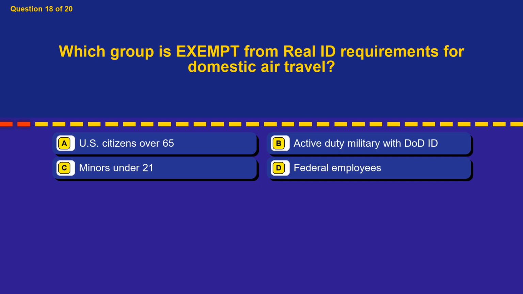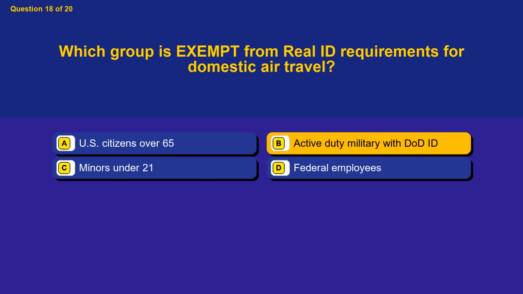Question 18. Which group is exempt from Real ID requirements for domestic air travel? Option A, U.S. citizens over 65. Option B, active duty military with DoD ID. Option C, minors under 21. Option D, federal employees.